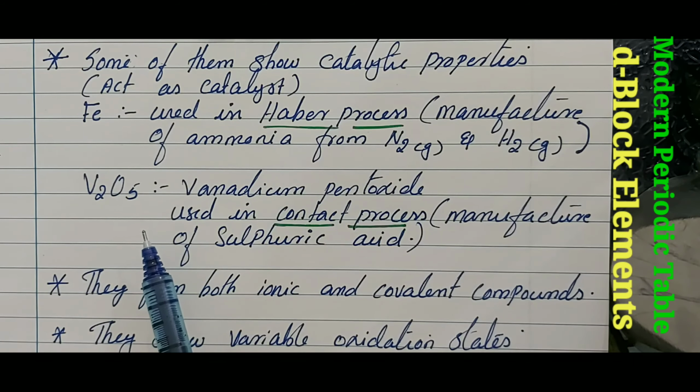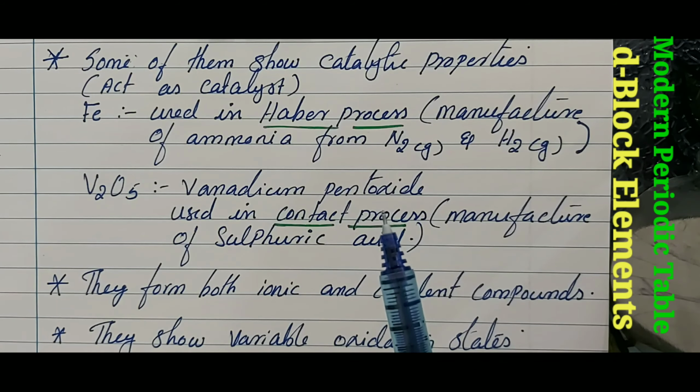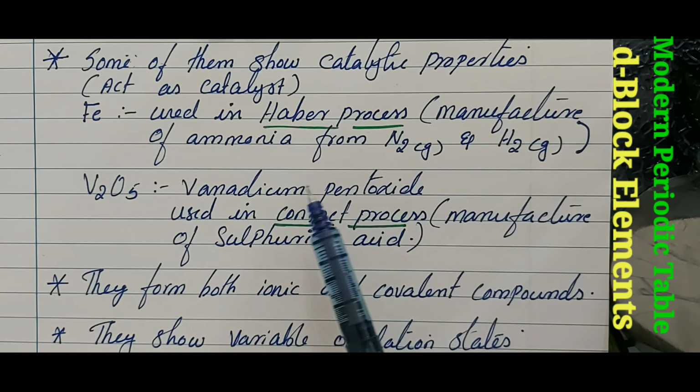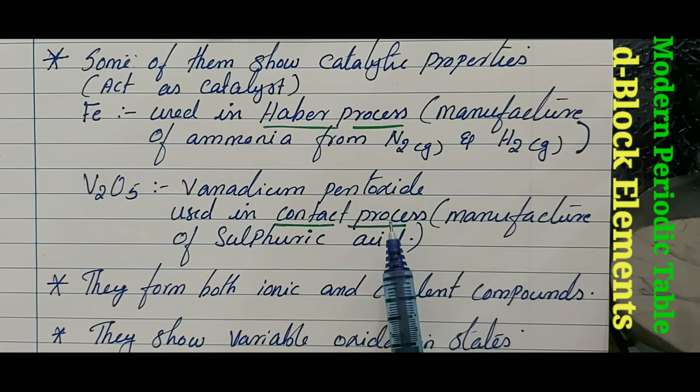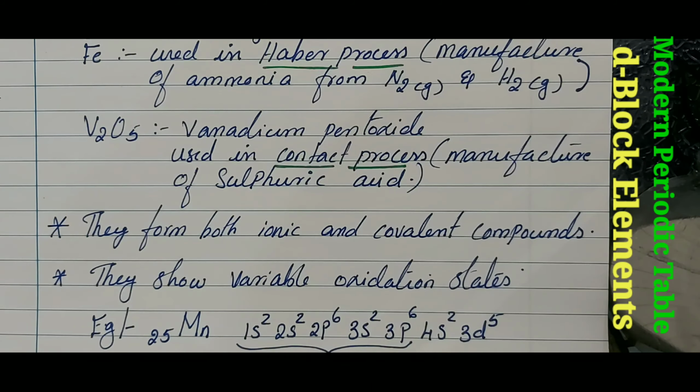Then V2O5, called vanadium pentoxide. Vanadium is a D-block element and vanadium pentoxide is used in the contact process. The contact process is the manufacture of sulfuric acid. Next point, they form both ionic and covalent compounds. You know what ionic compounds are, what covalent compounds are. Then they show variable oxidation state. The term variable oxidation state may be new to you.